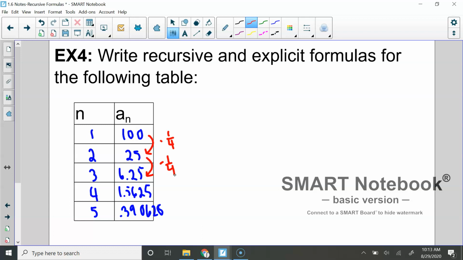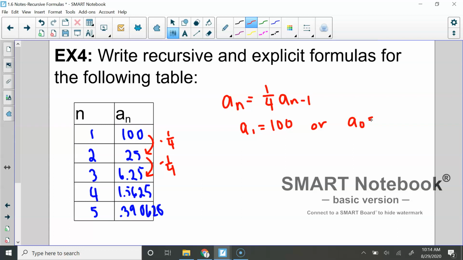So for our recursive formula, we're going to have a sub n equals, we're taking whatever we have, like that 100 right there, that's our a sub n minus 1, and we're multiplying it by 1/4. Okay, so this would be our function that we're given. We would say a sub 1 equals 100 for this. Or, if we want to know a sub 0, because depending on the problem, you may want to know a sub 0, and I'm going to show you in a minute why you would want to know a sub 0.